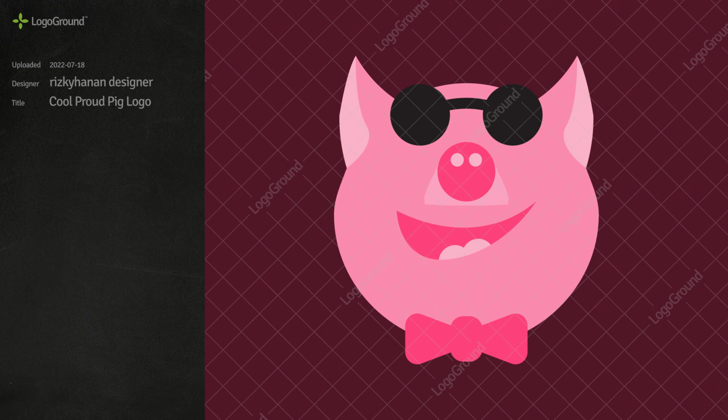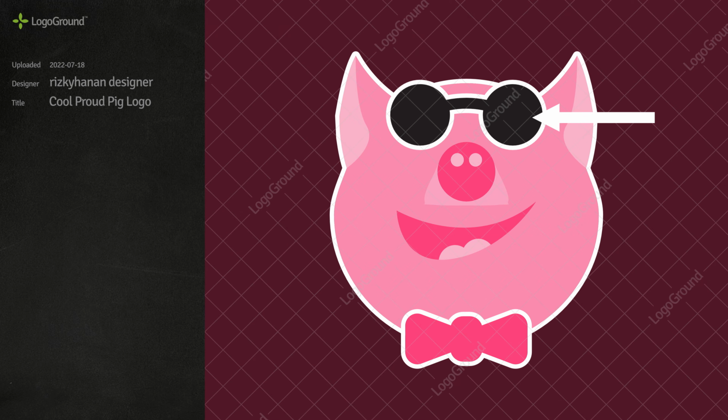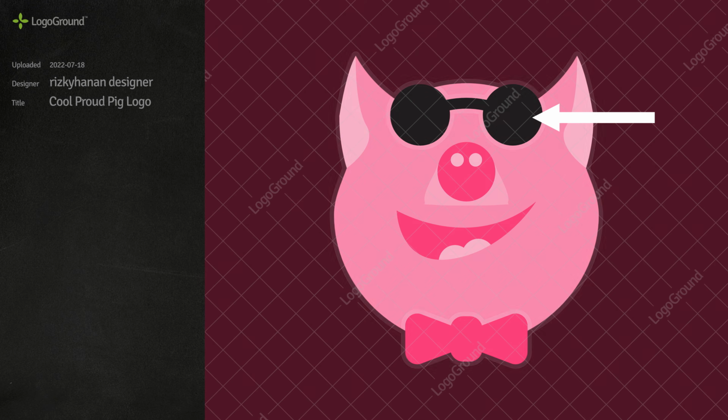Next, a piggy. Like with the first logo, we have a contrast problem here. The dark glasses blend into the background too much. Either differentiate them more or use an outline. Other problems here too. The ears look weird. I don't know what this is, and that mouth is lazy. You'll have to put more effort into this.